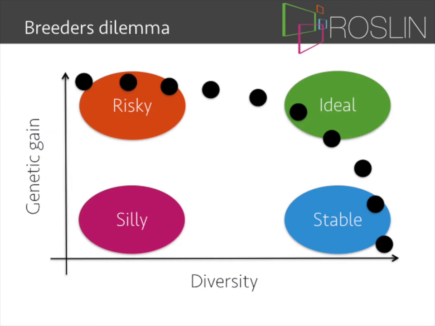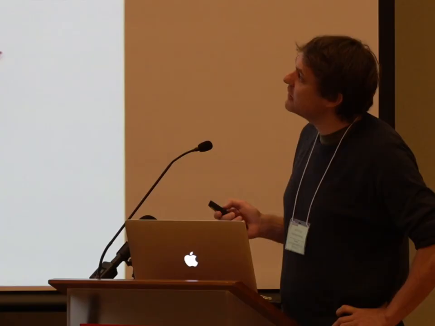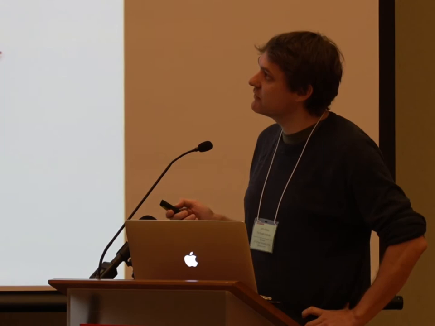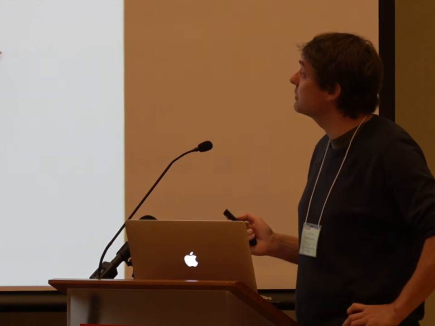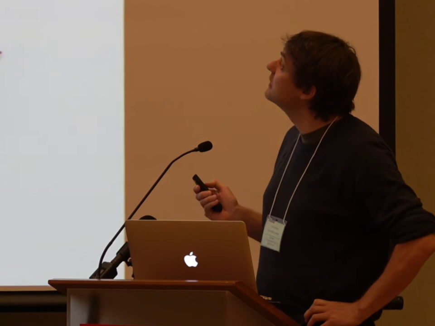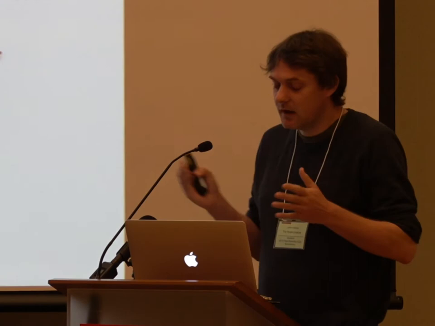So the breeder's dilemma is that the breeder wants to maximize genetic gain and minimize loss of diversity, or keep as much of the diversity in the population as possible. The breeder can be risky, where they just forget about diversity and go entirely after genetic gain. And we see that if you do that, your breeding program will crash pretty quickly. If you're in charge of a zoo, you don't want to make any genetic gain. You just want to keep all of the diversity that's possible. But ideally, you would be at some point where you balance the two things appropriately.